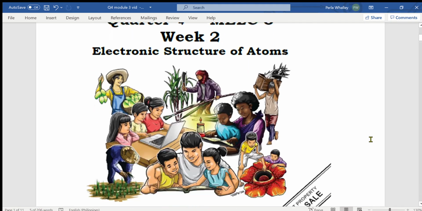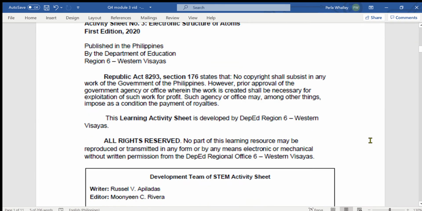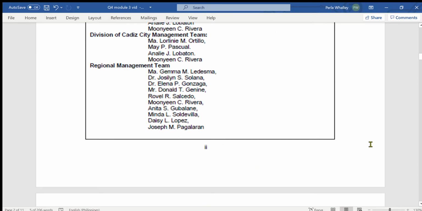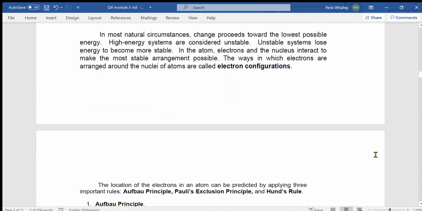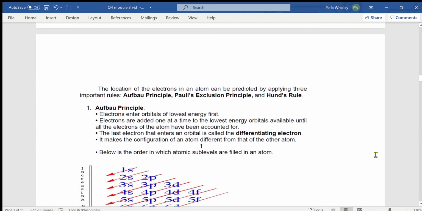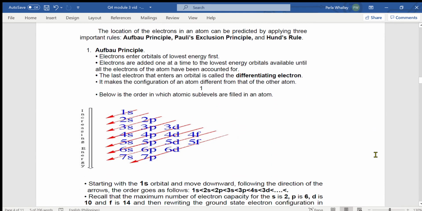The topic today, Electronic Structure of Atoms, is a continuation of the previous lesson, Quantum Mechanical Description of Electrons. So we continue. The location of electrons in an atom can be predicted by applying three important rules: the Aufbau principle, Pauli's exclusion principle, and Hund's rule.